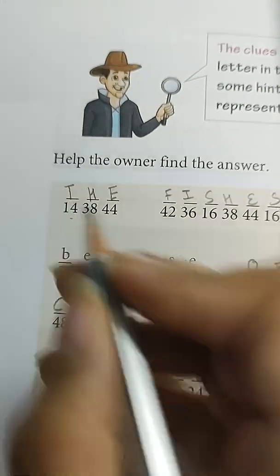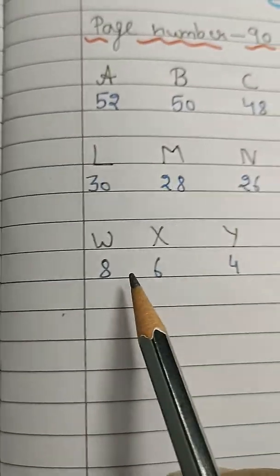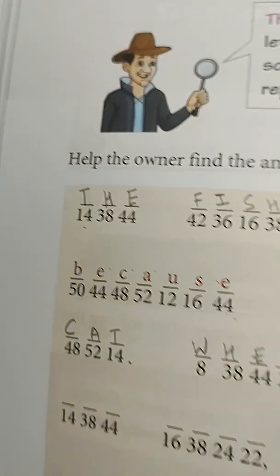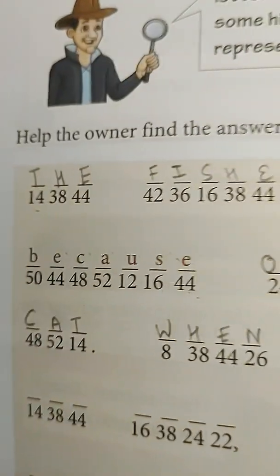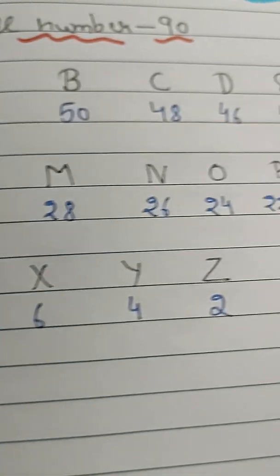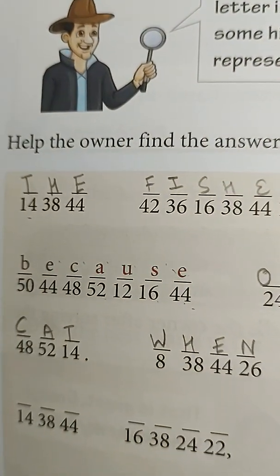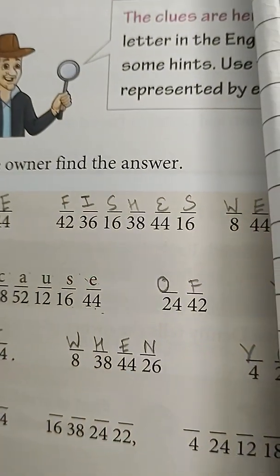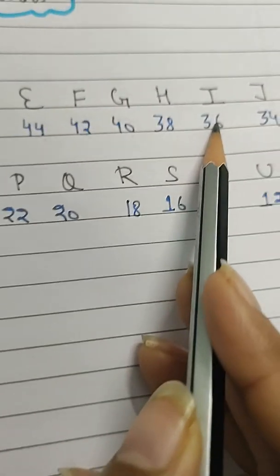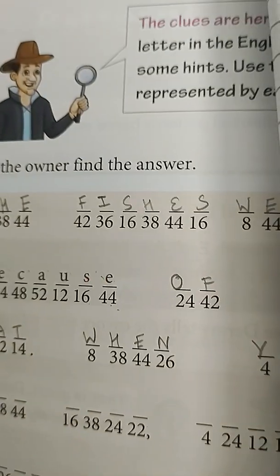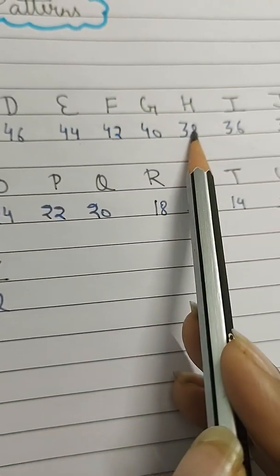Now I am going to place the letters according to the numbers. For 14 we have T, so I have placed T. For 38 we have H, so I have placed H here. For E we have 44, so I have placed E here. For 42 we have F, so we have written F. For 36 we have I, so we have written I. For 16 we have S, so we have written S. For 38 we have written H.